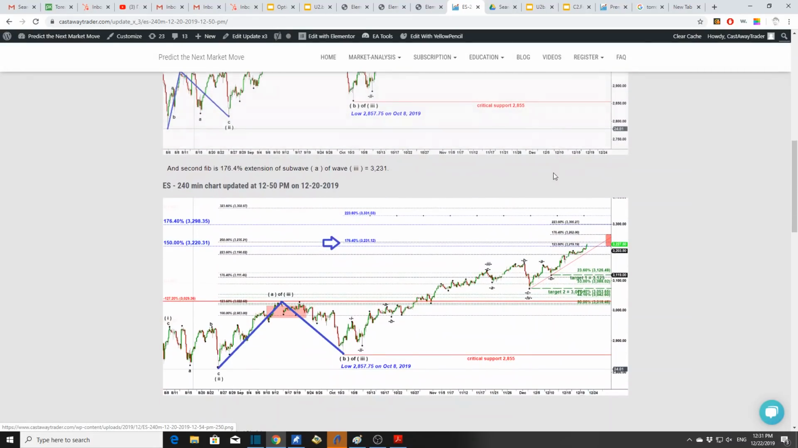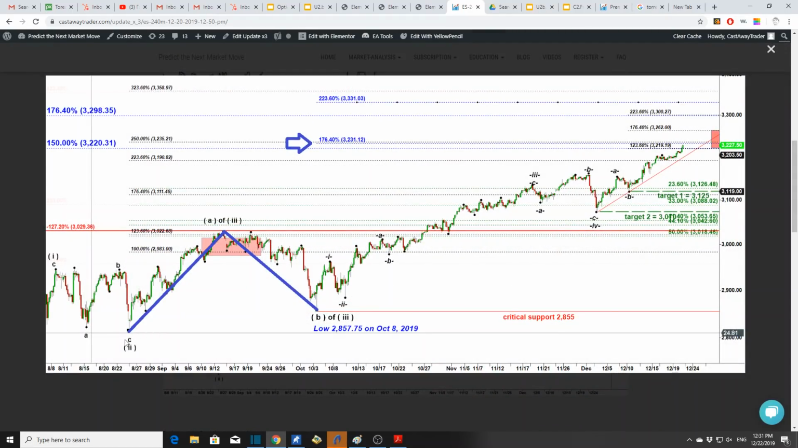Let's scroll down, and there is another extension I want to show you. If you measure the first leg of wave 3 up, subwave A of 3, and you project it from the bottom of B of 3, you're going to get 3,231. Those 2 FIBs, 3,231 and 3,235, form a very dense cluster.